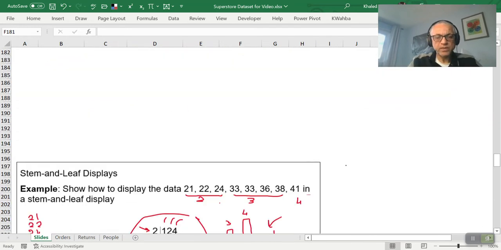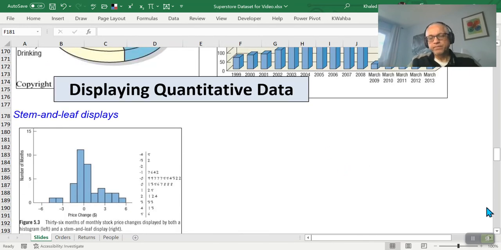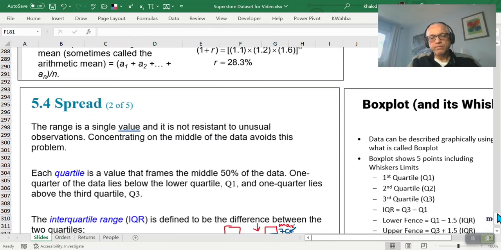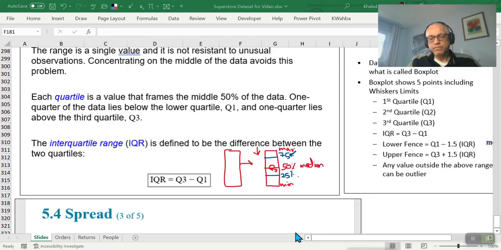Oh, I did something wrong here. Okay, maybe I was flipping up and down here, something happened on my computer, but it's okay.